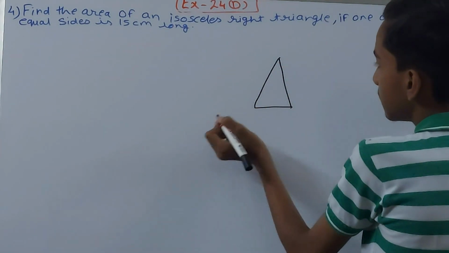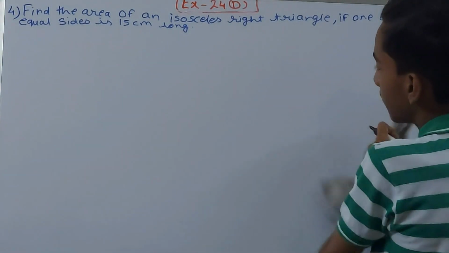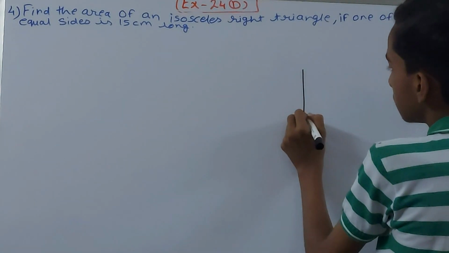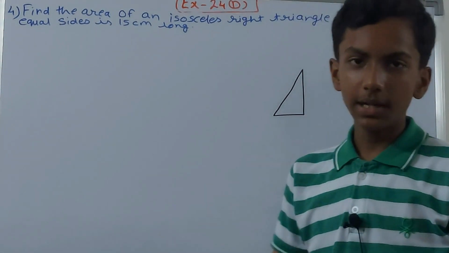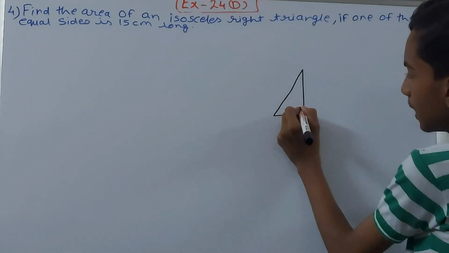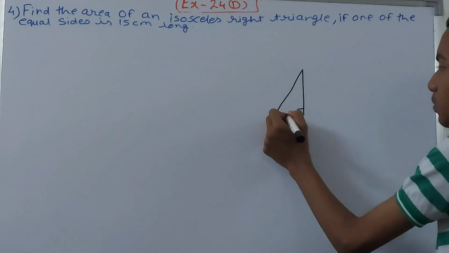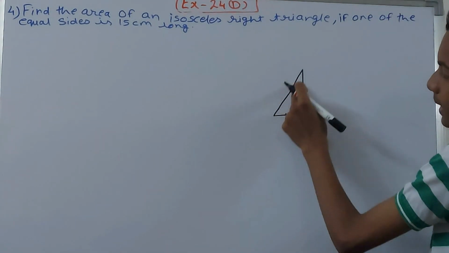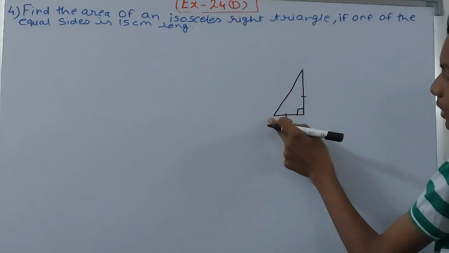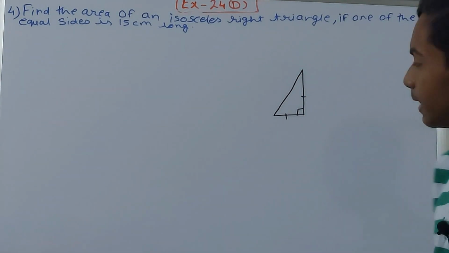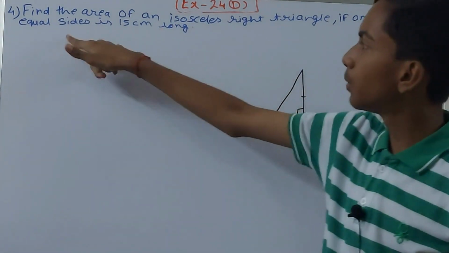In this drawing it might look a bit tilted, but it has to be a right angle triangle. This is an isosceles right triangle in which one angle is 90 degrees and two sides are equal, this one and this one. This side is called the hypotenuse, which is opposite to the right angle, and it is also the longest side.